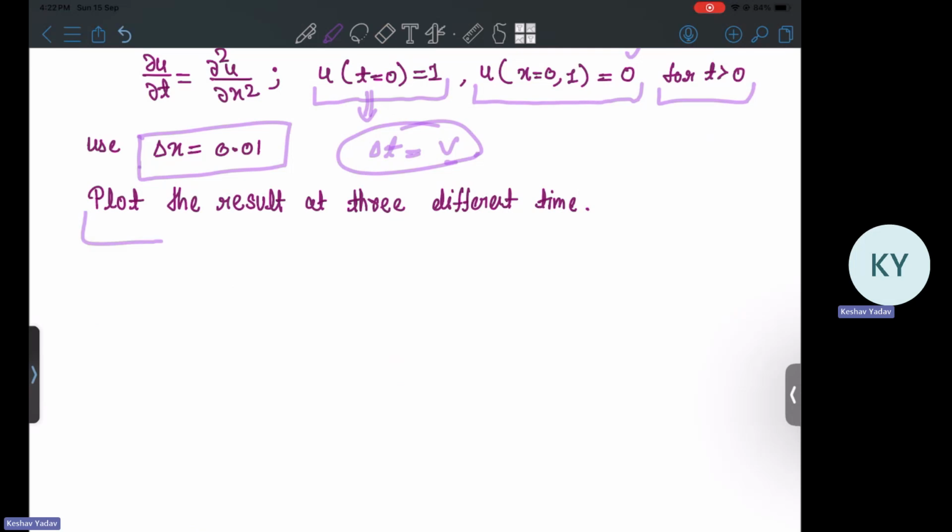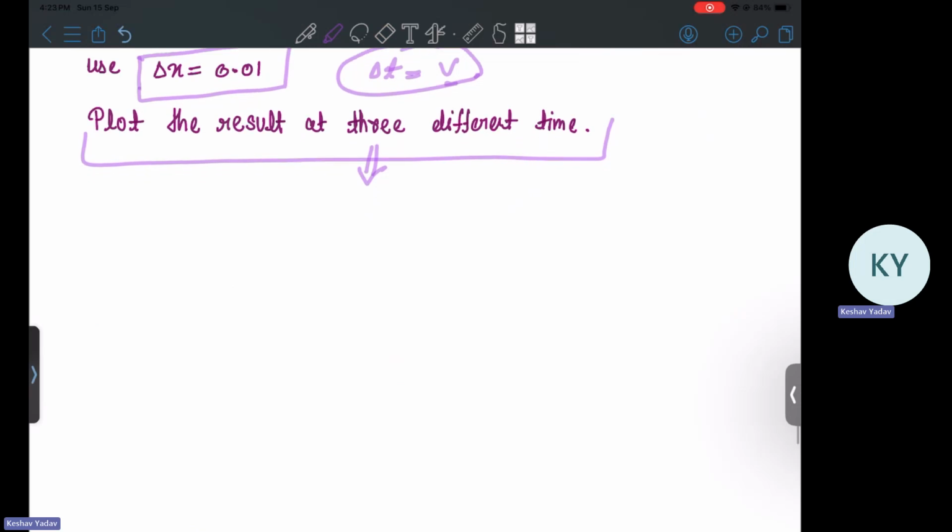Okay. Now we need to solve this, write a computer program, and we need to plot the result. Fine. So now I will stop sharing from my iPad and share the screen from the computer to write the program. Okay, so how can we do that?